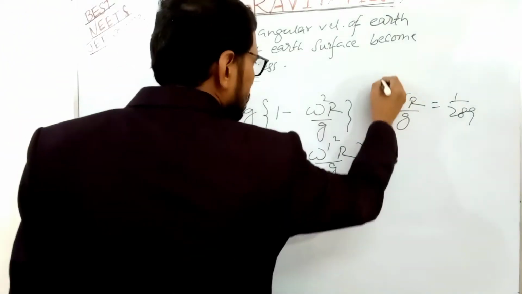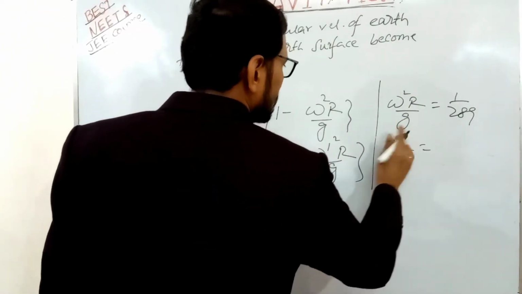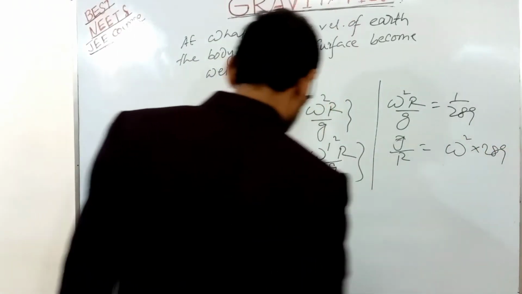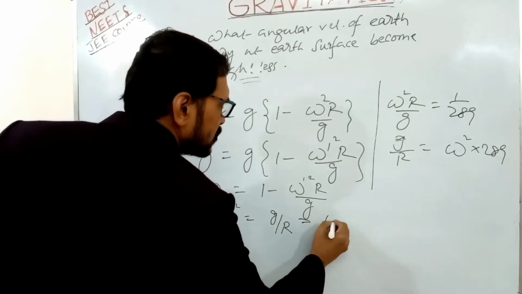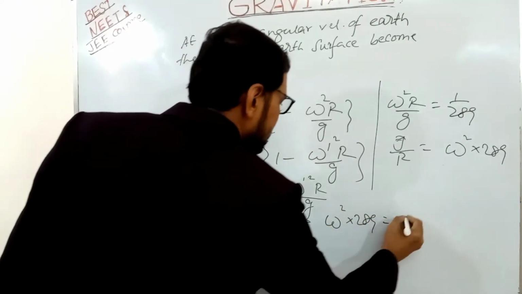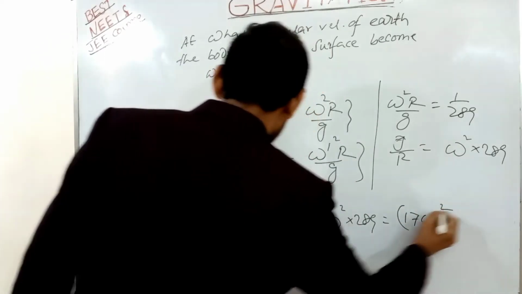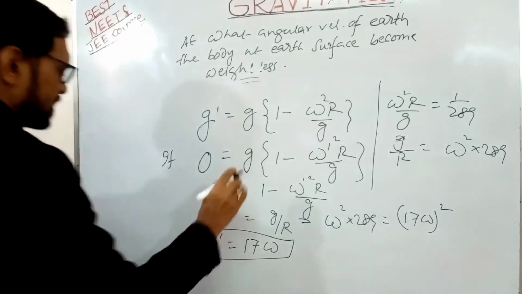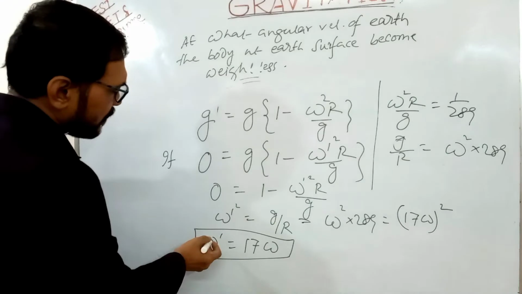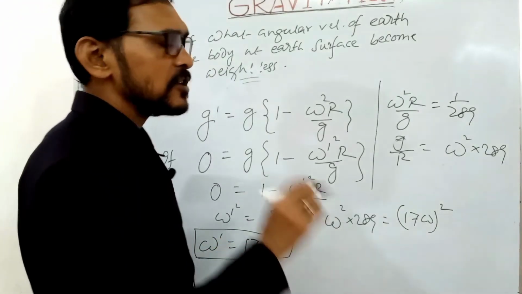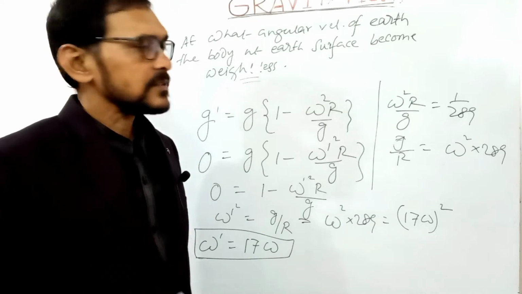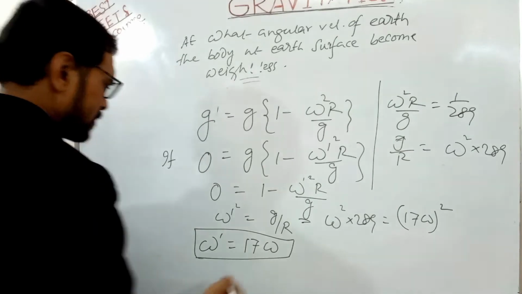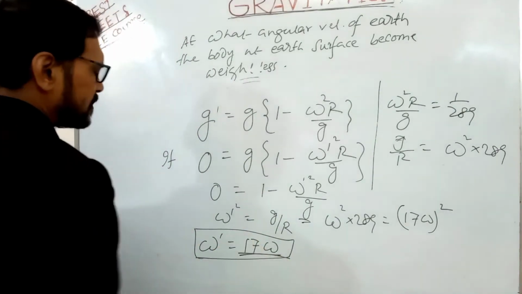Now from this we get g by r equal to what? g by r equals omega square into 289. So put here g by r equals omega square into 289, that is 17 omega whole square. So omega dash equals 17 omega. So what result comes? The result is that if the angular velocity is 17 times the present angular velocity, then the weight of any body on the earth will become zero. So the answer is 17 omega.